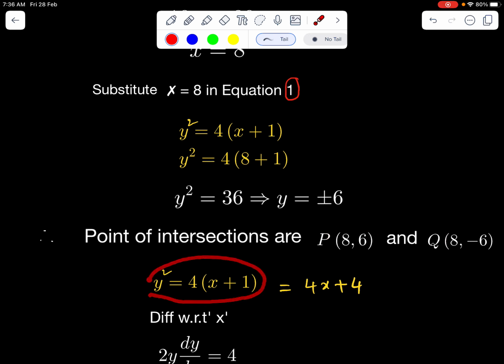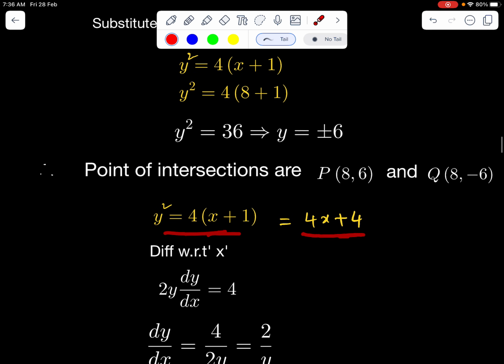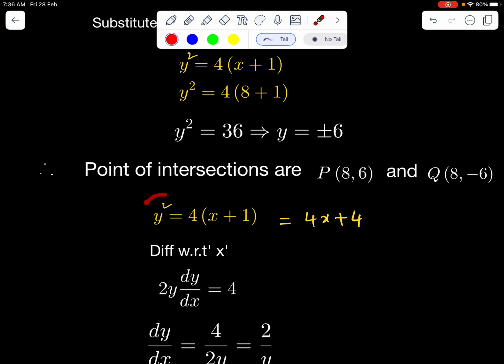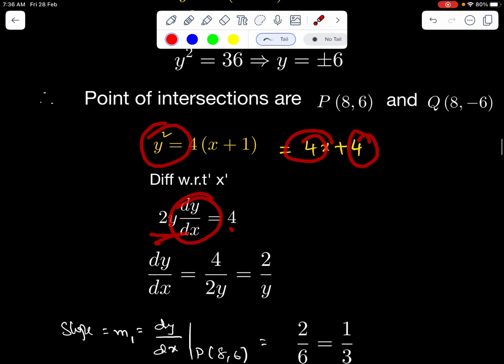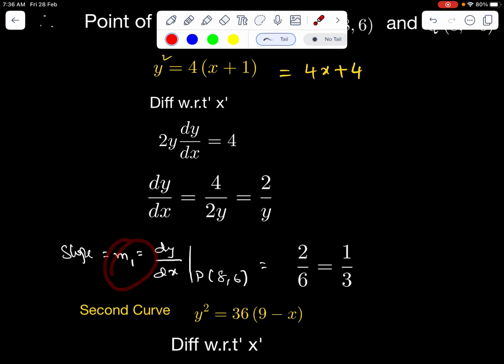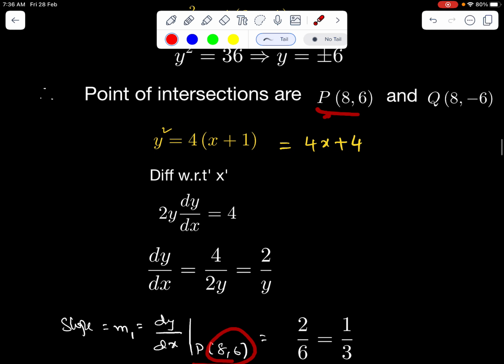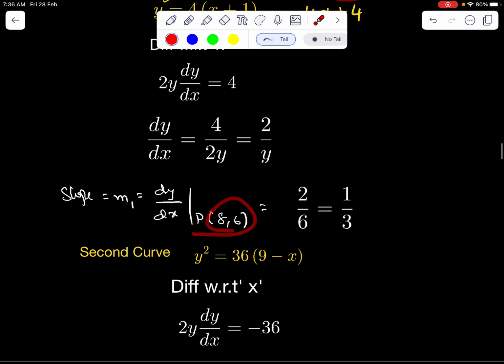First of all, you can take the first curve, y square equal to 4 into x plus 1, 4x plus 4. Differentiate with respect to x, y square derivative 2y into dy by dx equals 4. Why? Because the constant derivative is equal to 0. Therefore, dy by dx is equal to 2 by y. Therefore, slope, you can take any point. I am taking the point P. I am getting 2 points, one 8 comma 6 and another point Q 8 comma minus 6. Therefore, 2 by 6, the value of y1 is equal to 6. Therefore, answer 1 by 3.